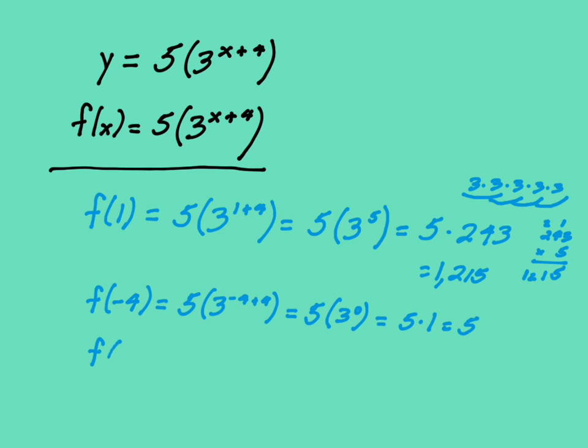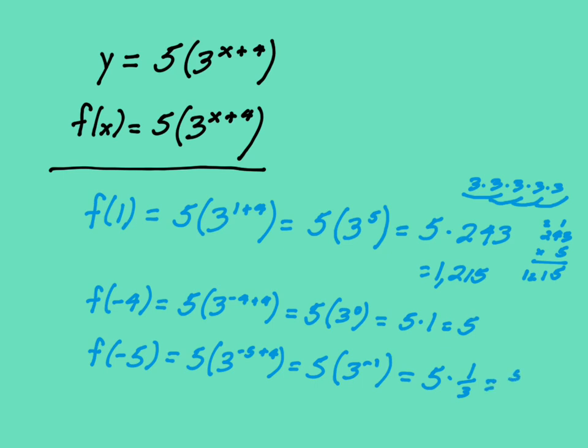Now that doesn't always happen. It's the nature of the exponential functions. But let's look at one last one. Here's 5 times 3 to the negative 5 plus 4 power. So this is 5, and this is going to be 3 to the negative 1 power. Now recall, a negative exponent doesn't make anything negative. It just makes 3 to the negative first become 1/3, flipping that 3 to the denominator. So this is 5 times 1/3, and we're going to leave this as a fraction of 5/3.